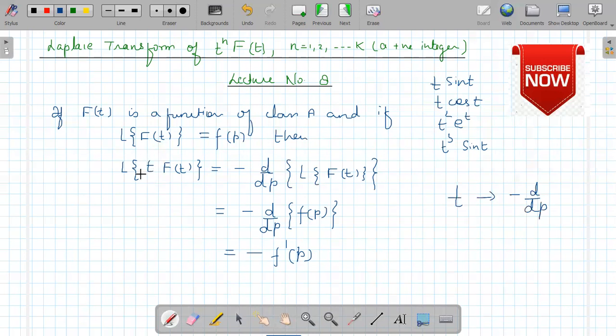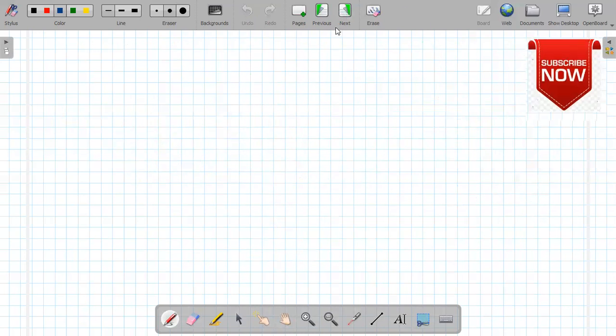Now what is the effect of t square? Can you guess? Yes, you are thinking correctly. Let me write it. So in general, if f(t) is a function of class A, suppose, we have to write it to be sure that its Laplace transform will exist.